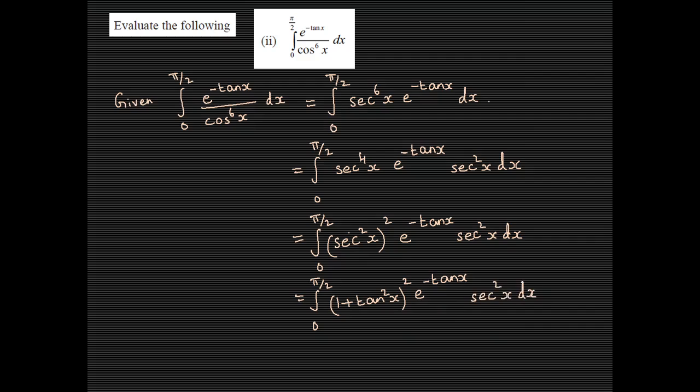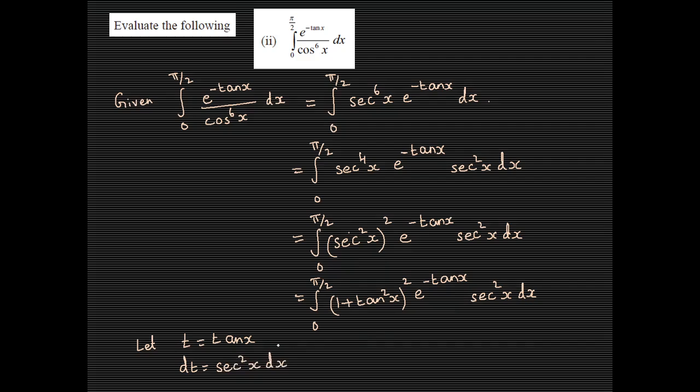Okay, so now I am going to use the substitution method. So how am I going to use this? I am going to write t is equal to tan x. Okay, so let t is equal to tan x. What is dt? dt is equal to, when you differentiate this tan x, what will you get? Secant square x into dx.